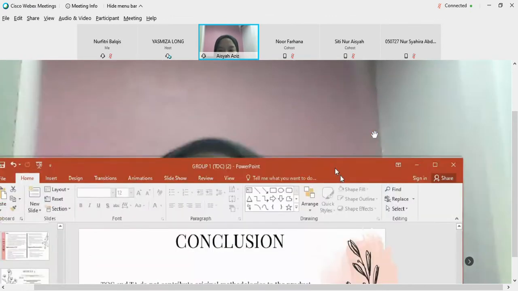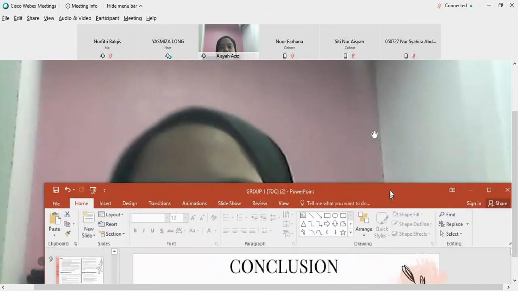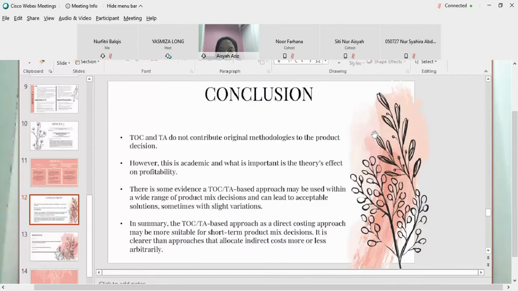Finally, I would like to bring this presentation to a close with the conclusion. So in conclusion, managers in successful companies must differentiate between theories that will have a lasting value and the fluff of impractical ideas which will have a deleterious effect on profitability.